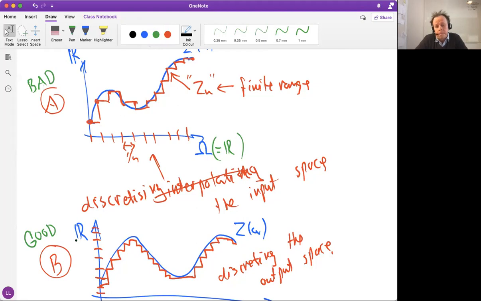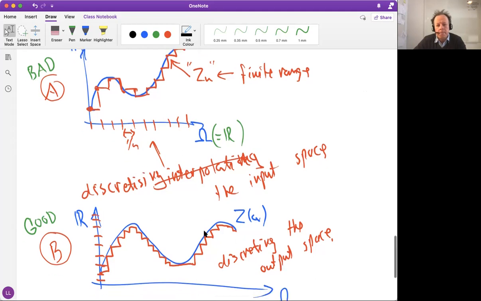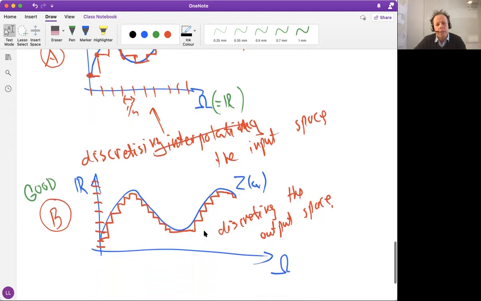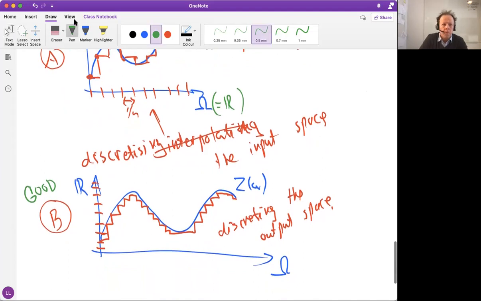Why so? Can you think of why B would be good? It's not an easy question. You could have multiple inputs mapping to the same output. That's a good idea, yeah. I think that's the right direction. What is there with the good?